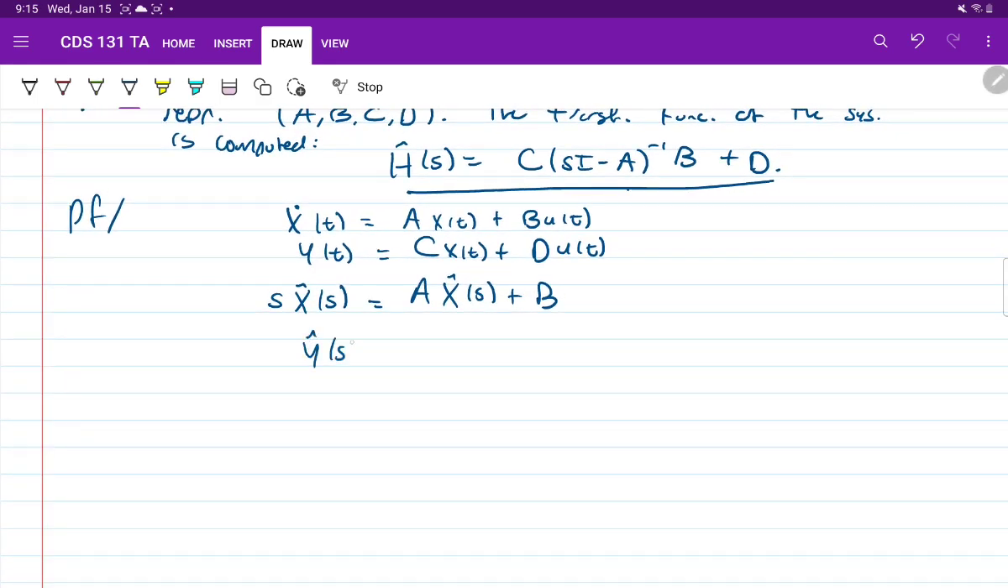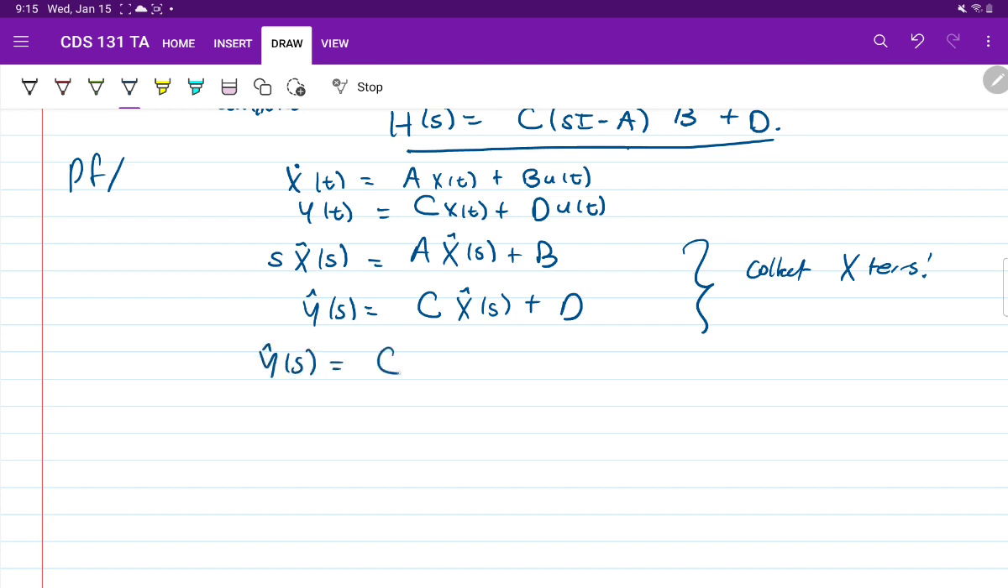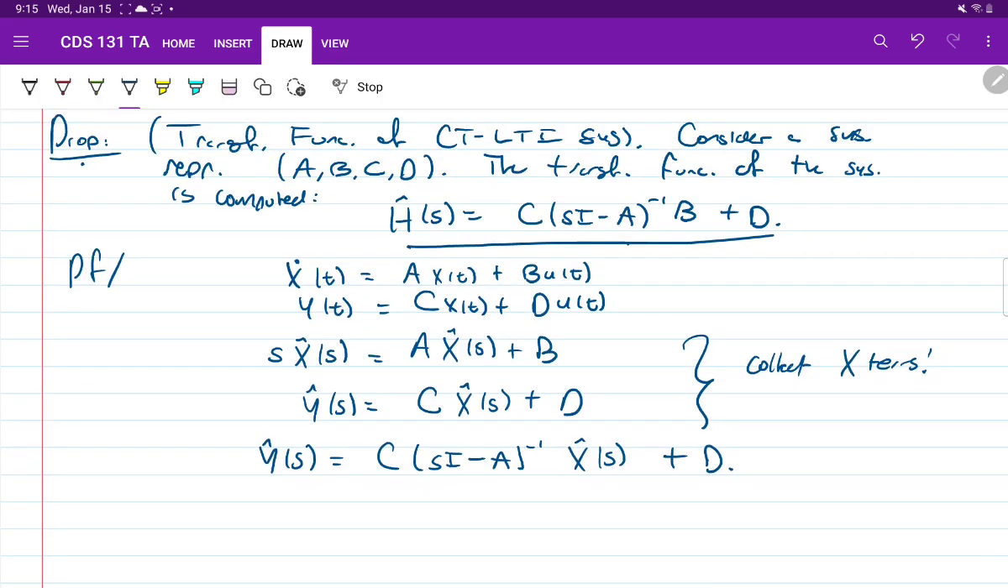Then I will get y hat of s is equal to C x hat of s plus D, again, times 1. Now, all that I need to do is just collect the x terms. So if I solve for x and then plug into the second equation, I'll end up with y hat of s is equal to C times sI minus A inverse B plus D. Okay? And that pretty much finishes things up.